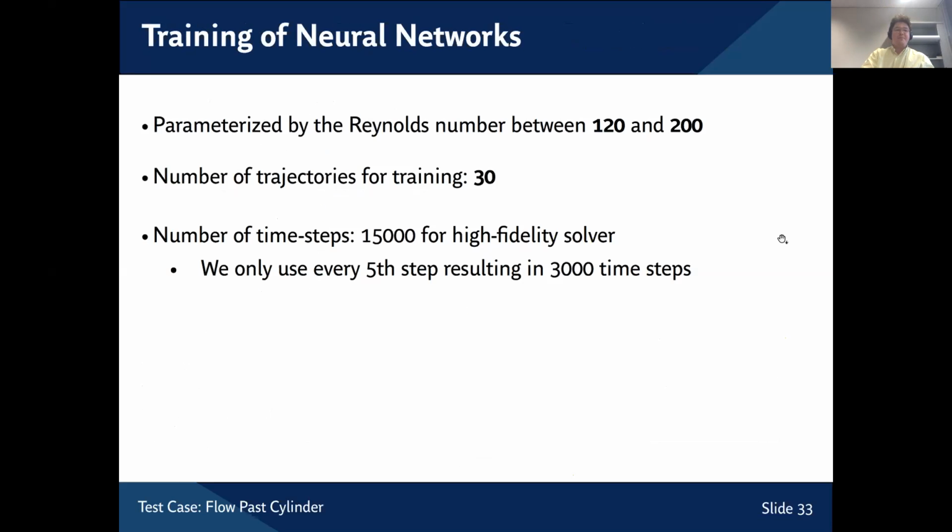I parameterized the problem by the Reynolds number and look at Reynolds numbers between 120 and 200. So in this regime, we get some very nice nonlinear behavior. We get a vortex street, but we do not move into turbulent territory yet. I trained the neural networks on 30 trajectories, and I computed 15,000 time steps with the high fidelity solver and sampled only every 5th step, resulting in the neural network being trained on 3,000 time steps.